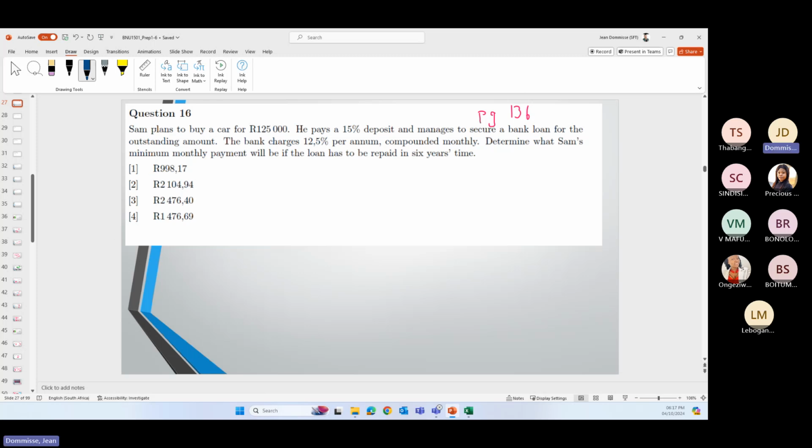So Sam plans to buy a car for 125,000. He pays a deposit and manages to secure a bank loan for the outstanding amount. And I made a reference here that it looks at in your study guide, page 136. I can't remember if there's a similar type of question there. I just remembered from previous notes that I wrote down, page 136.